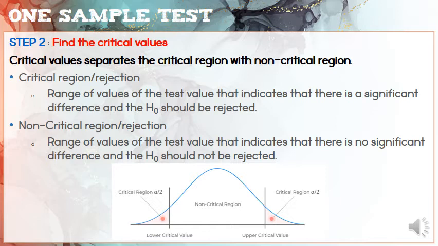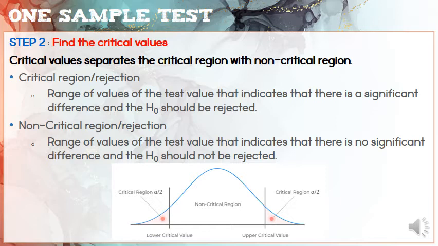Step kedua, okay, we need to find the critical values. So, critical values separate the critical region with non-critical region. So, critical region, okay, is a range of values of the test value that indicate that there is a significant difference and H null should be rejected. Okay, critical region ini adalah area di mana kita perlu reject our null hypothesis. So, non-critical region vice versa lah.